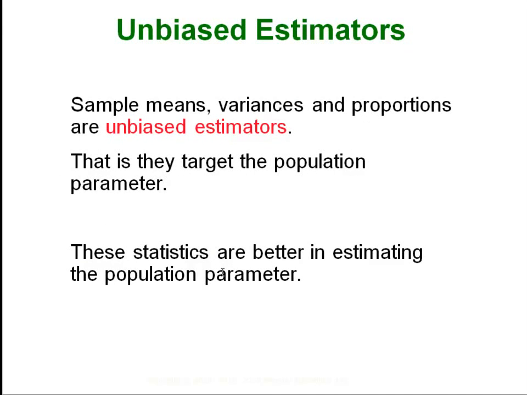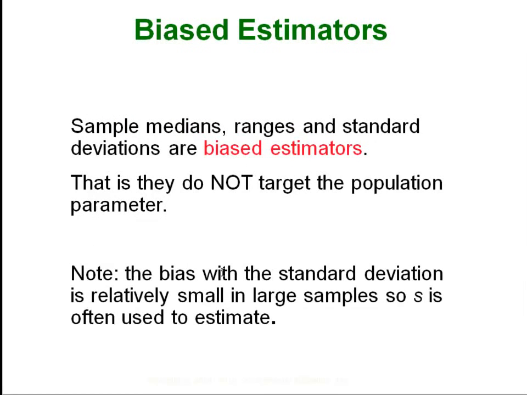Sample means, variances, and proportions, as we've said, target the population. So we call those unbiased estimators because they actually give you the right answer. They target them. They're unbiased. So those are the ones that we tend to use the most when we're trying to do inferential statistics. Means, variances, and proportions. Medians, ranges, and standard deviations are biased estimators.